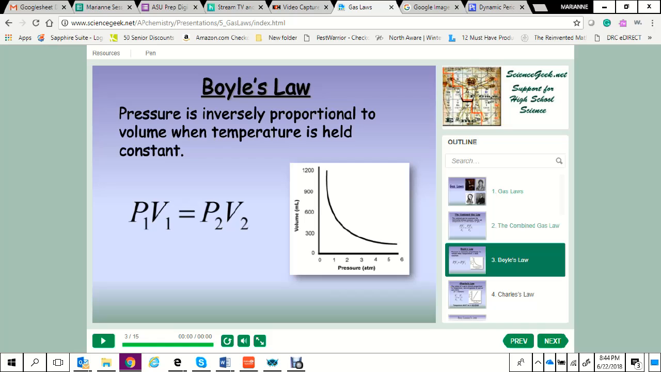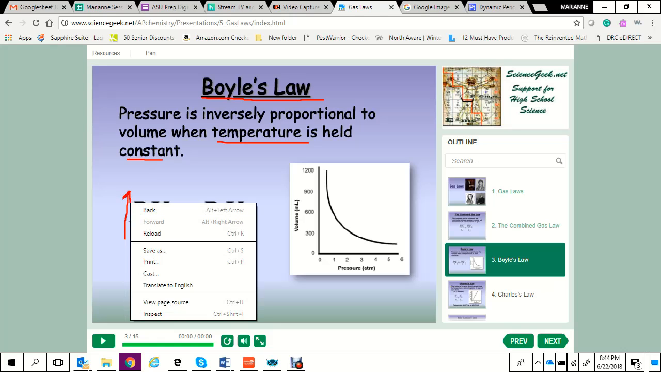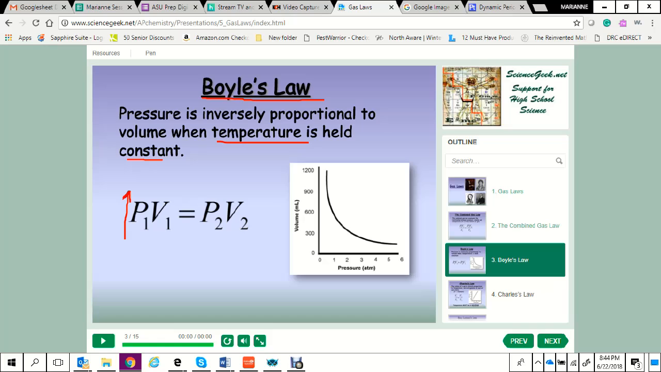All right, Boyle's law is the next law we're going to talk about. Pressure is inversely proportional to the volume when temperature is held constant. So since temperature is being held constant, it isn't included in the equations. And pressure is inversely proportional. That means as pressure goes up, volume goes down. Okay, so as pressure goes up, the volume will go down.